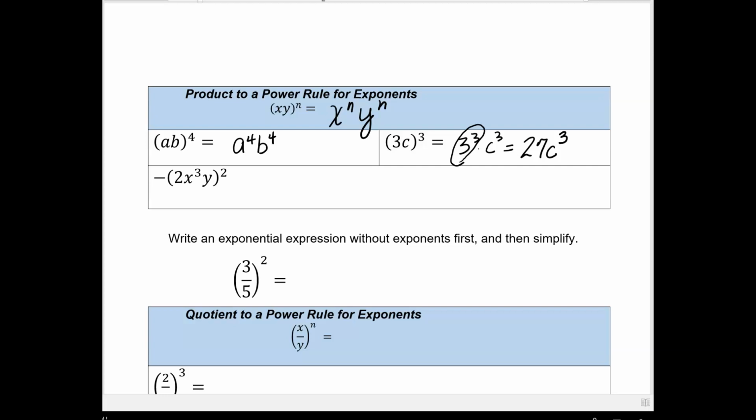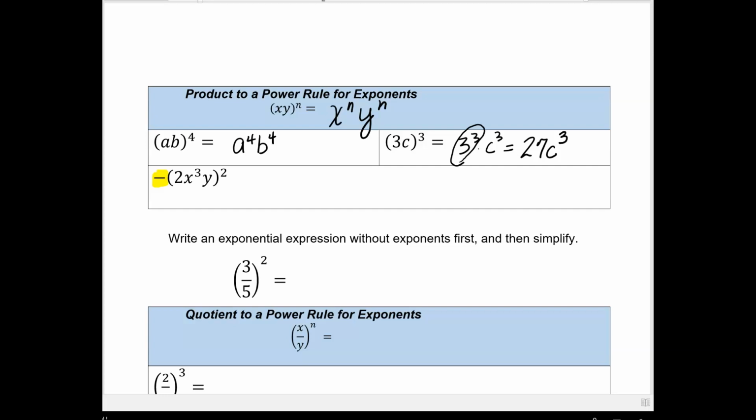Next, we have this example, and I purposely made sure that I put the negative on the outside. So, question, is this negative being squared? Because this is very important for you to understand. If it's squared, then my answer would be a positive answer. If it's not squared, my answer would end up being a negative answer. And knowing the differences between those type of situations is vital to ensure that you do well in the course.